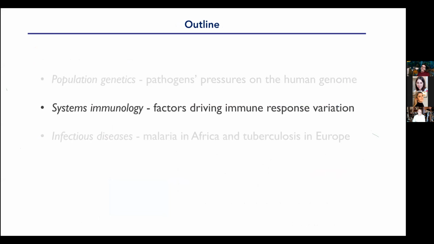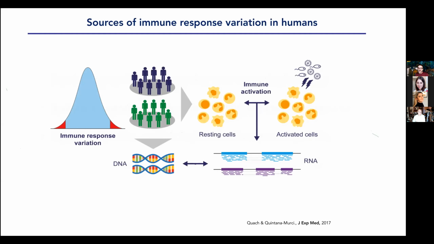So now, the second example I want to share with you today is to try to understand more generally the factors that drive immune response variation in humans. Try to quantify, to pinpoint the evolutionary factors, the genetic factors, and the environmental factors. So for that, how do we work? Basically, we work at the population level.